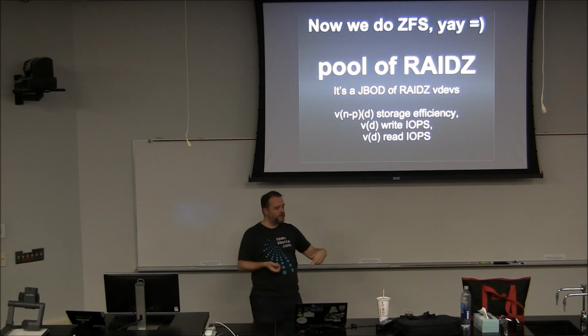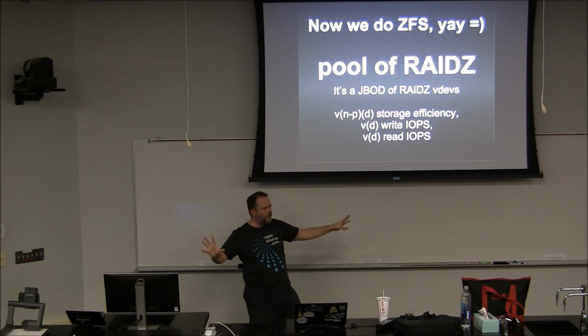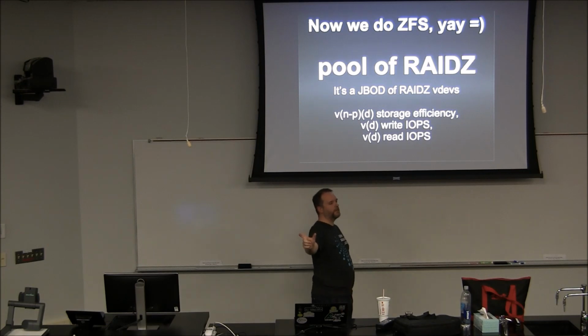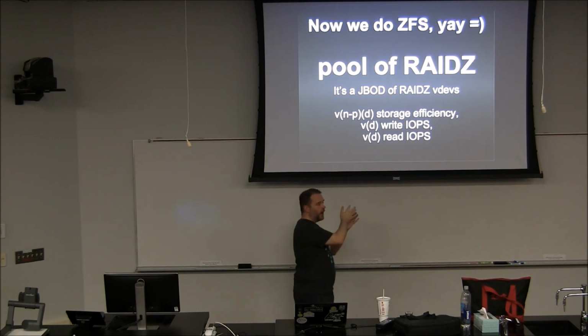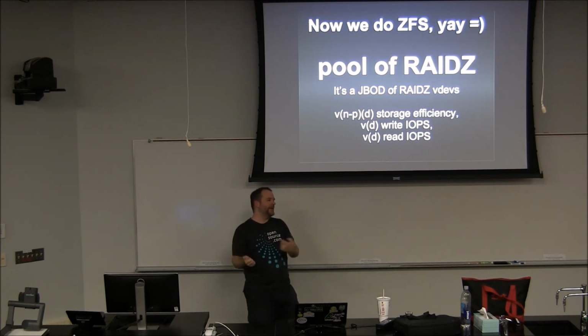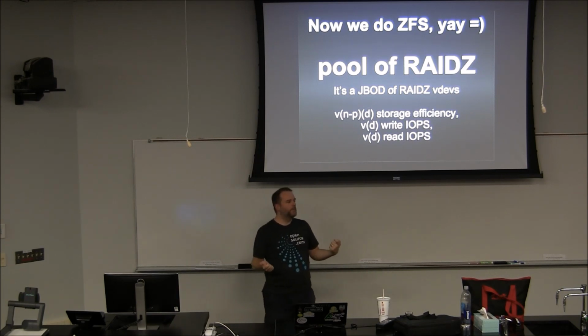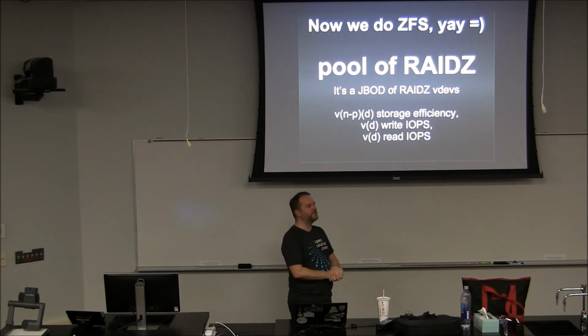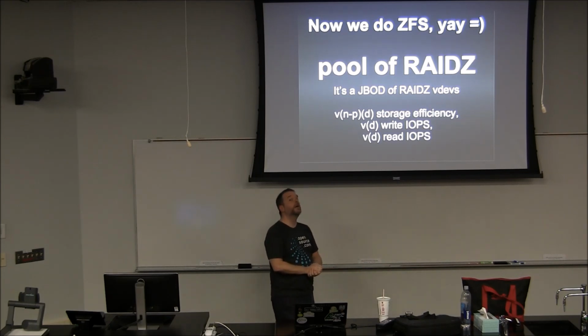Now, you will lose some storage efficiency. If you said, I want a 24 disk wide RAID Z2, I've only given up 2 disks worth of storage efficiency to parity, right? Whereas if you did 4 6-disk RAID Z2s, well, now you've given up 8 disks to parity instead of 2, but it's a good idea. Your rebuilds will be tremendously faster when you lose a disk. In 24 bays, you're going to lose some disks.